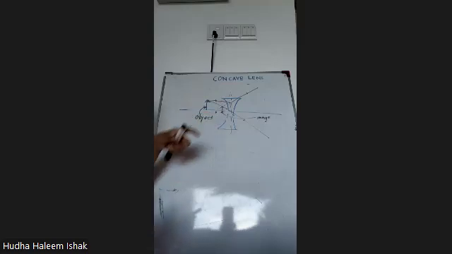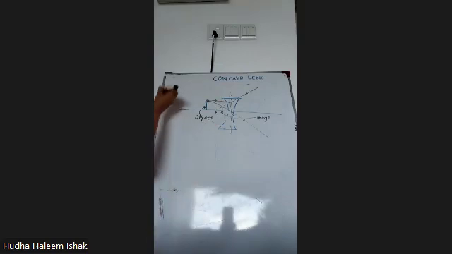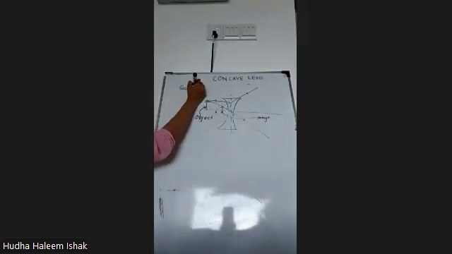See here. Now what has happened to the image? Has the size reduced or increased? Is the image size diminished or magnified? Diminished. Very good. The image size is diminished. And then, is it upright or inverted? The image is upright. Very good, the image is upright.